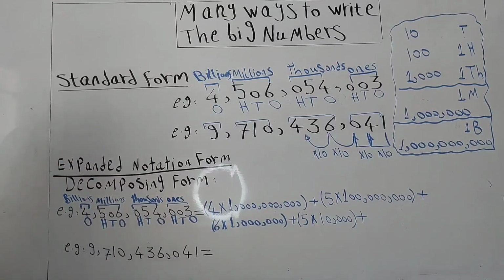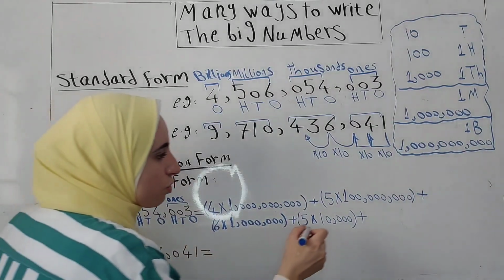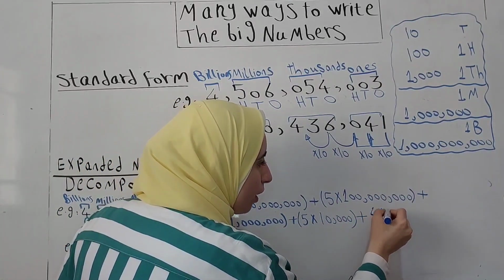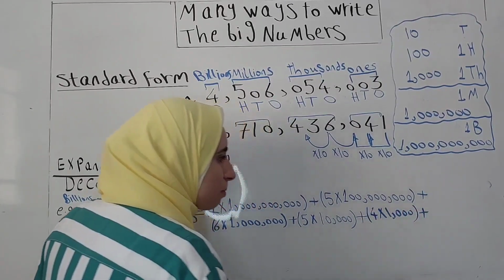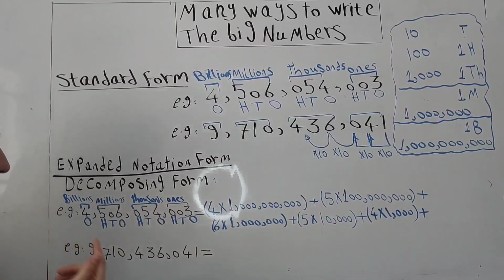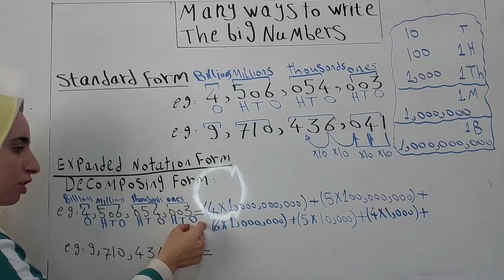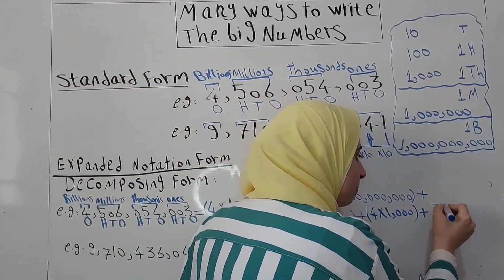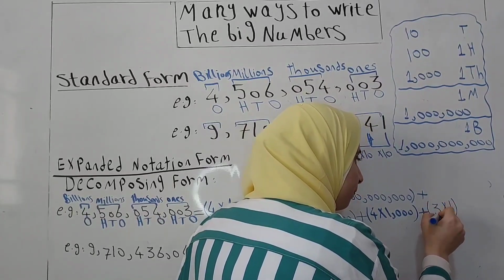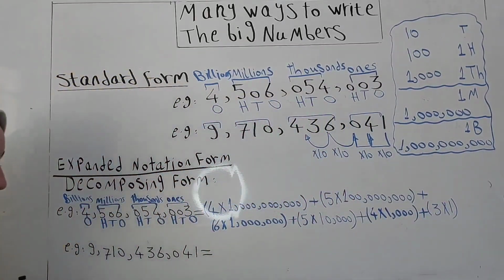Then we go to the next digit. The next digit is 4. 4 is in the thousand place, so we write 4 multiplied by 1,000 between brackets. Then we write plus. Then we go to the next digit. The next digit is 0. We don't write anything. Then we reach 3. 3 is in the ones place, so we write 3 multiplied by 1. Then we finish. Let's take another given example.